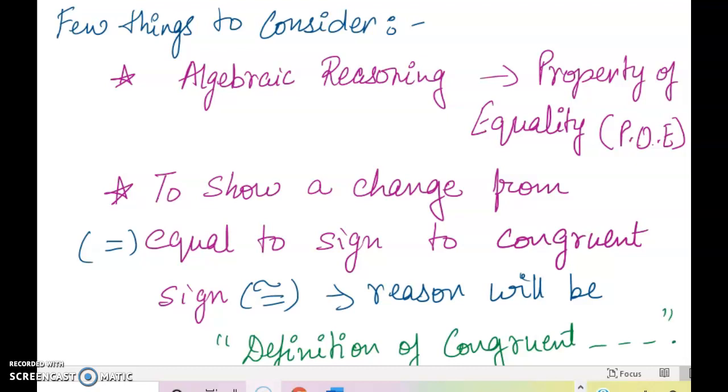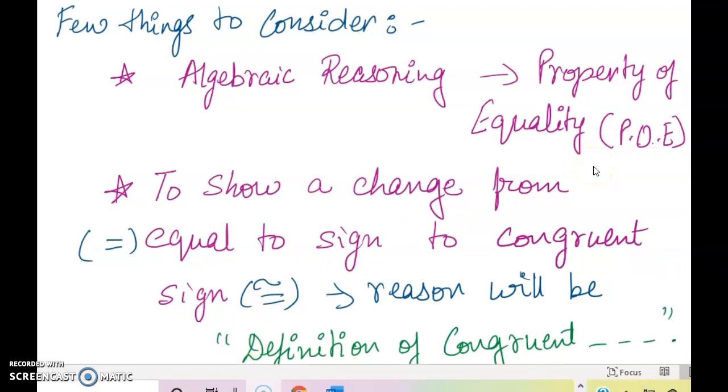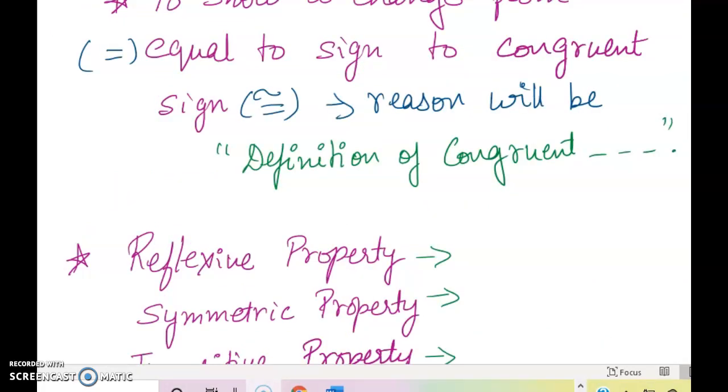One more thing is whenever you have to show a change from an equal to sign to a congruent sign, the reason will always be definition of congruent. Whether we are talking about segments, we will rephrase it as definition of congruent segment. And if we are talking about angles, we will rephrase it as definition of congruent angle.